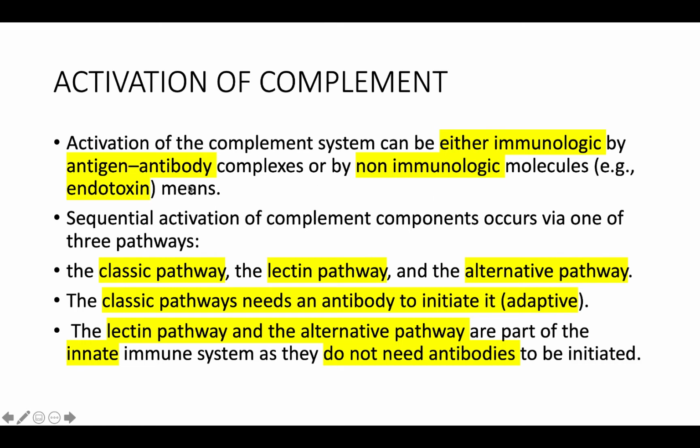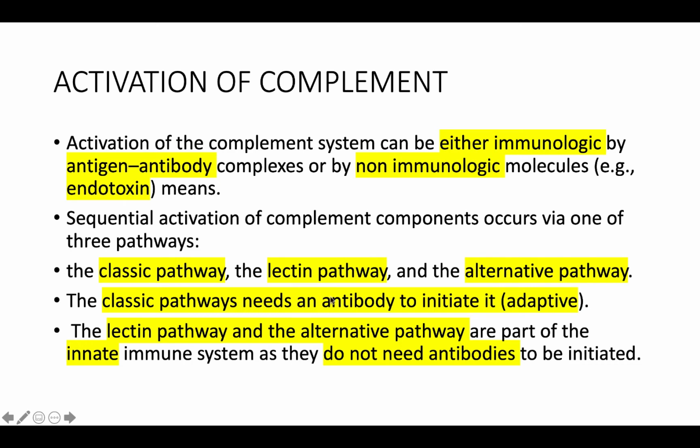So out of these two ways, we have three main pathways that have a sequential activation of complement. What does sequential mean? We start from one molecule to the next, to the next, and each molecule, as we are forming them, does a function that adds to the entire system. So the first one is the classic pathway. This is the immunologic pathway. This is the pathway that needs an antibody to initiate it. This is an adaptive pathway. So you need an antibody, you need an adaptive response to activate complement, which is an innate humoral defense.